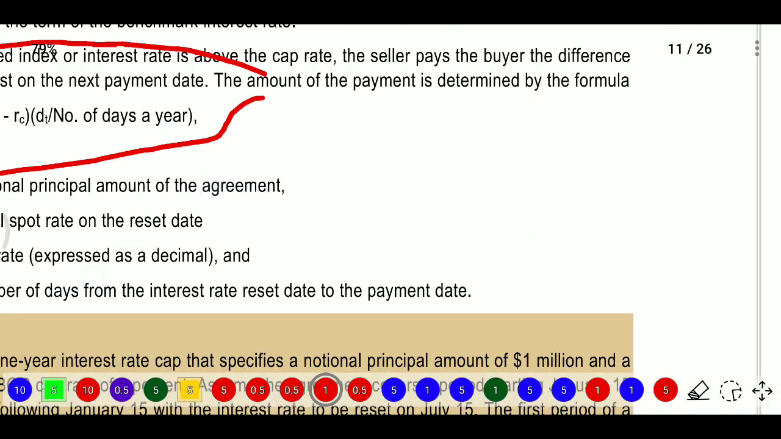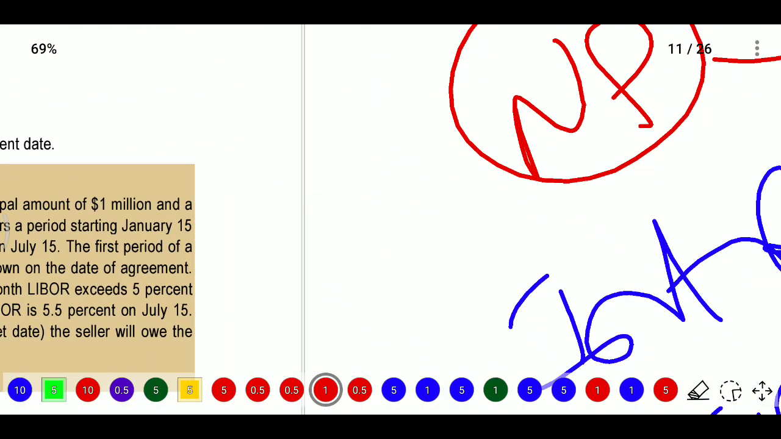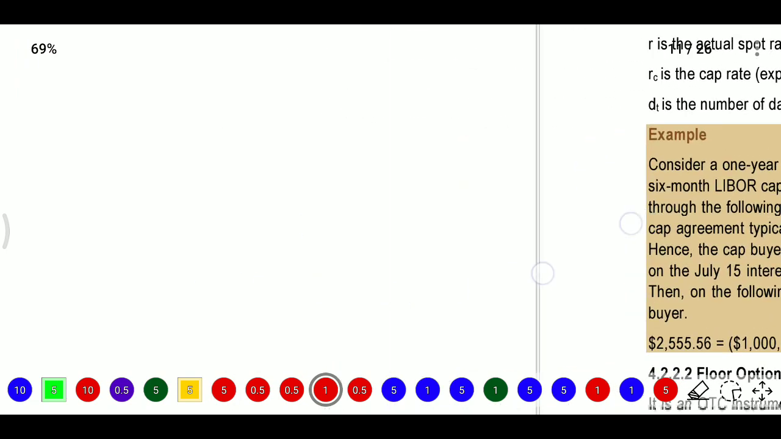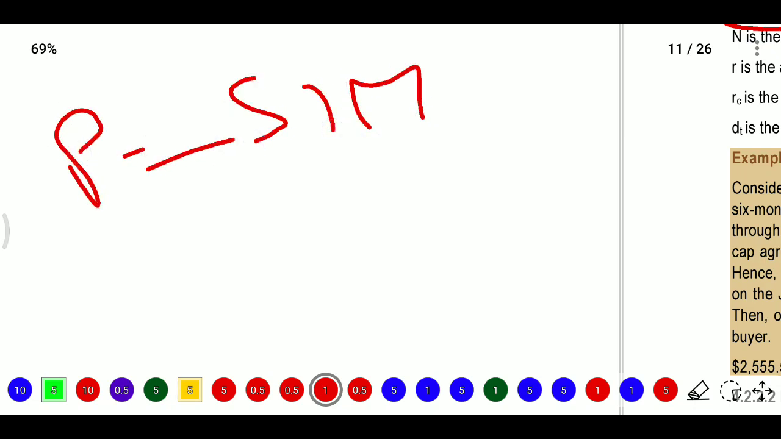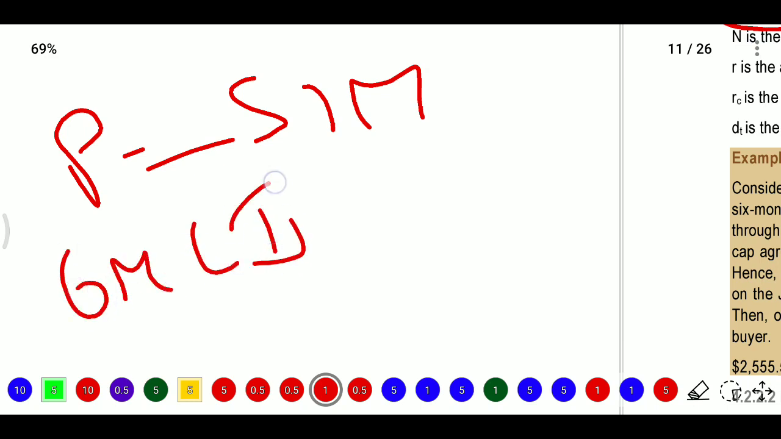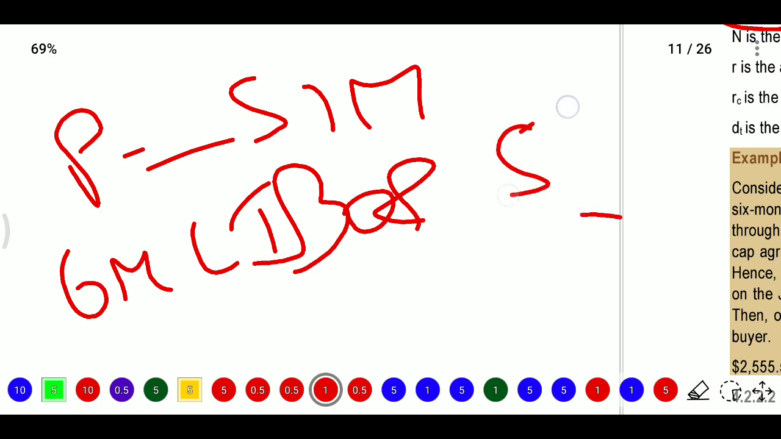For example, we will see one example. They are providing a 1 year interest rate. The principal amount will be $1 million, for example, and the 6 months LIBOR rate is provided, at 5%.